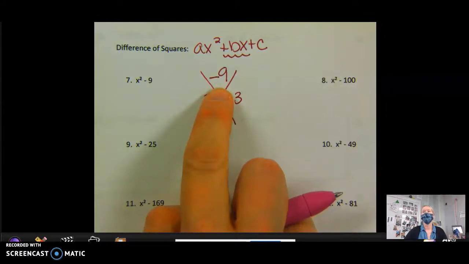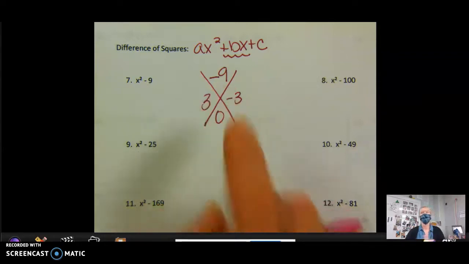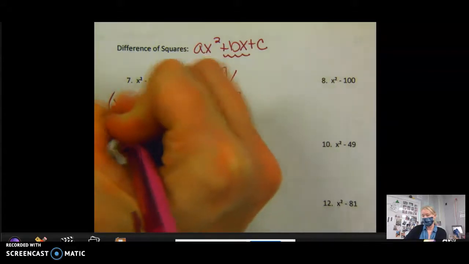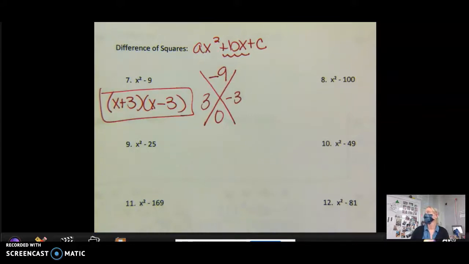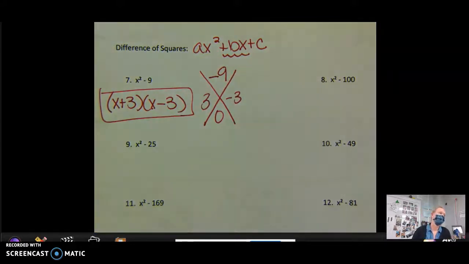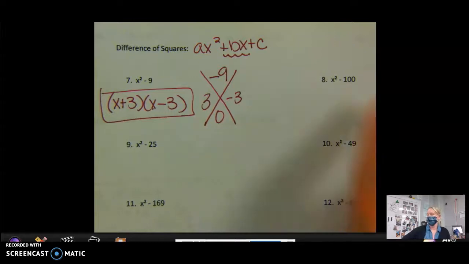This is a perfect square number. 9 is a perfect square because 3 times 3 is 9, right? What are some other perfect square numbers? 25 is. 81 is. 49 is. 100 is. 121. 4, right? All those are perfect squares. So now we just write this as x plus 3, x minus 3. Order doesn't matter, right? And that's your answer. And that's how you do those difference of square ones down below. We call them difference of square because if you notice, we are subtracting in each of these. And your last number is a square number. 100 is a square. 49 is a square. 25 is a square. 169 is a square. And 81 is a square number.